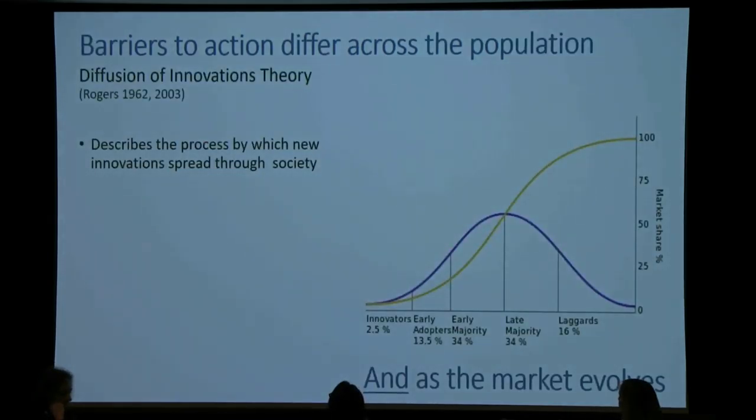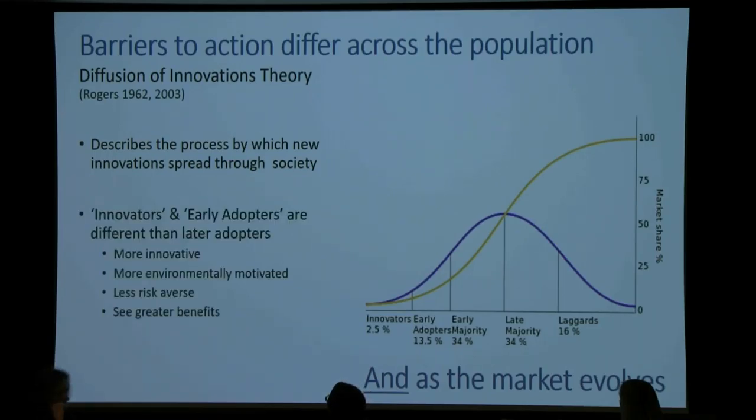Diffusion of innovations is the theory that helps us think through this. It describes the process by which technologies diffuse through society, where the people at the earliest end of that trend tend to be more innovative. They look for novel and new technologies. We have also found, in the context of what might be called eco-innovations, that they are more environmentally motivated. As a consequence, they tend to see more benefits in these technologies and are less risk-averse. This means that if we have some new technology, the way we initially market it should be appealing to these folks. And we're going to have to modify that as more and more people adopt, because the late majority are going to have different concerns and be a little more risk-averse than those early adopters.